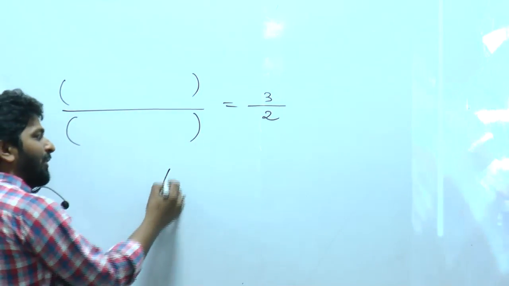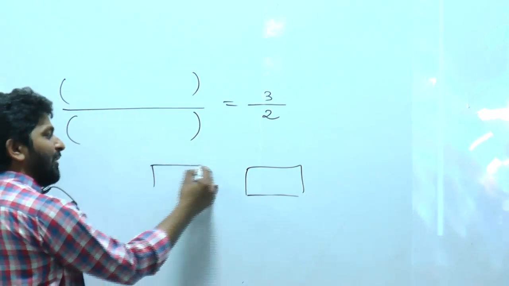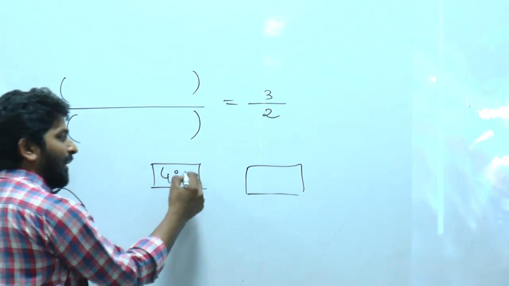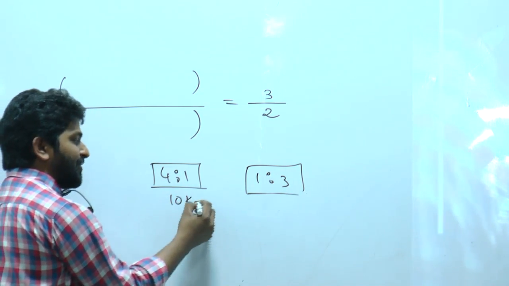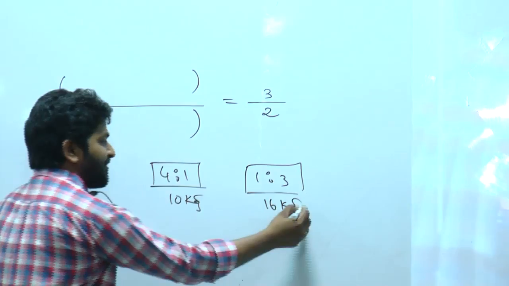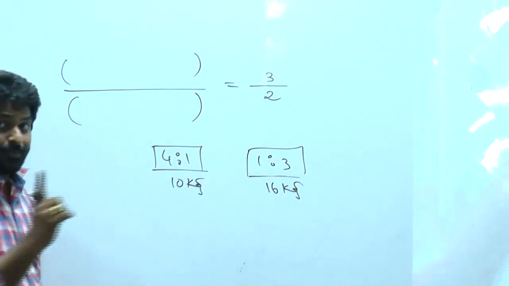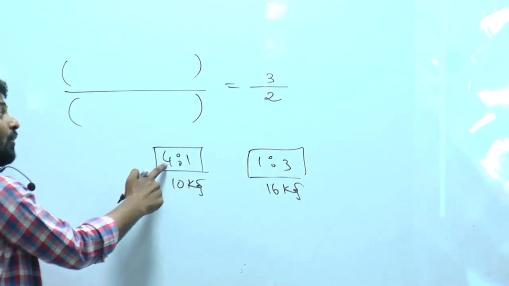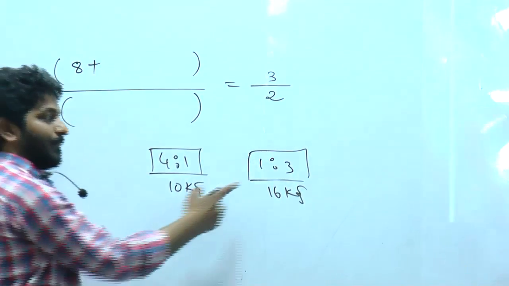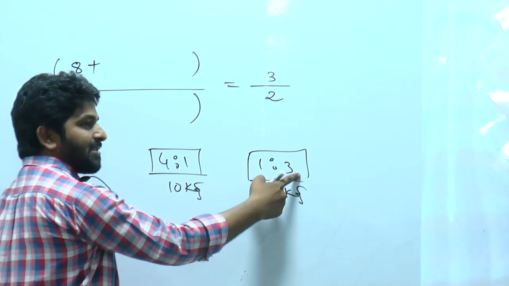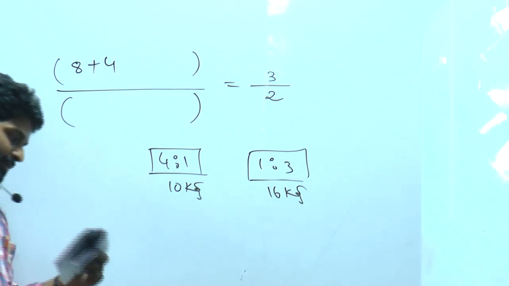Quantity 1 and then quantity 2. What is the ratio here in the first one and the second one? What quantity do we have here? 10 kgs. And this one? 16 kgs. So total how many parts? 5 parts is equal to 10 kgs. Each part is 2. So copper is 4 parts, which is 8 kgs, plus 4 parts is equal to 16. 1 part is 4 kgs.